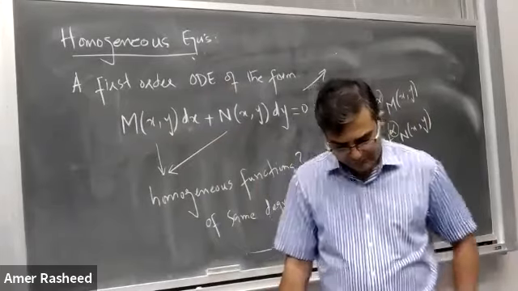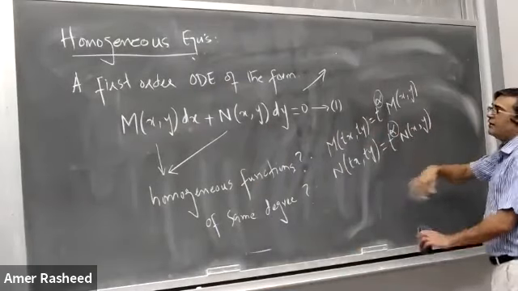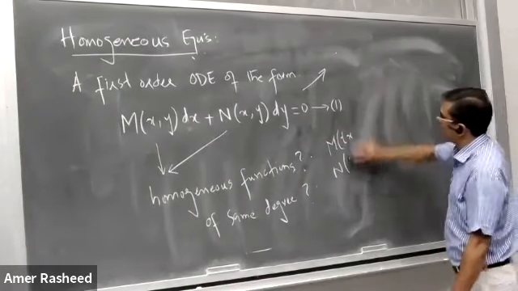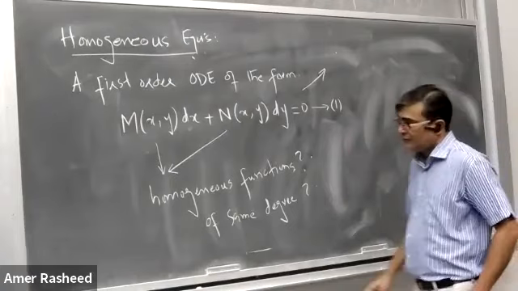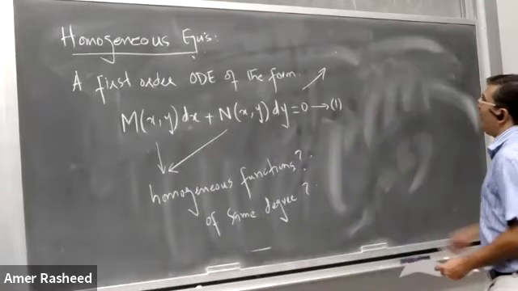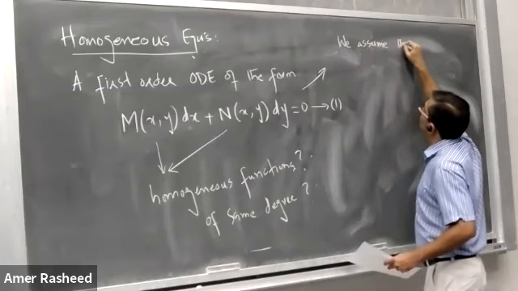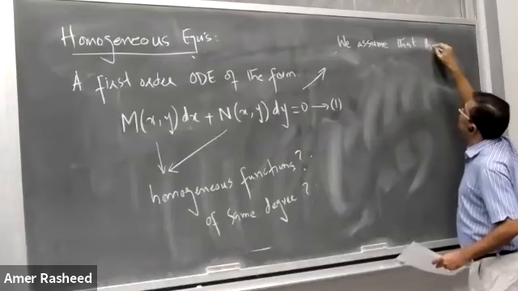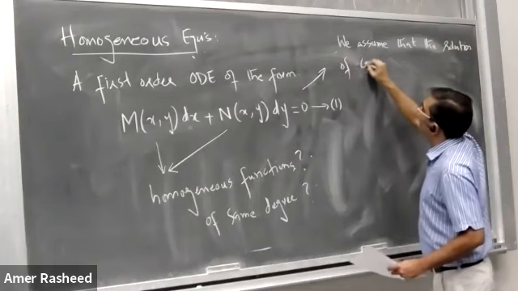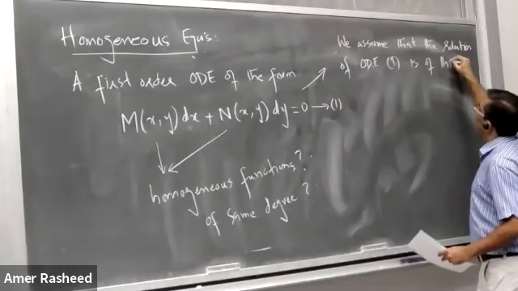Then how to solve it after checking these two things? The next question is how to solve it. We assume that the solution of ODE 1 is of this type.